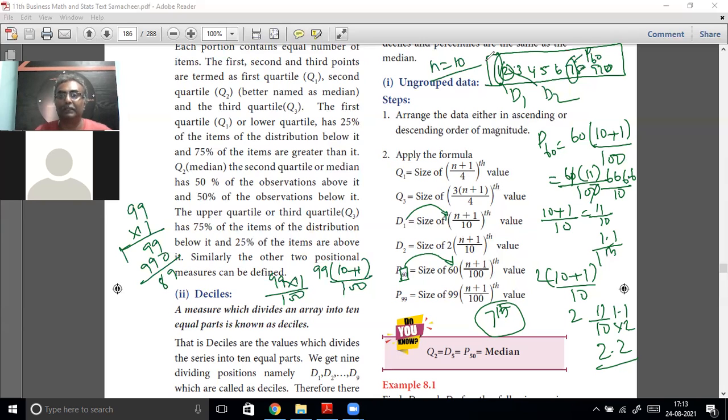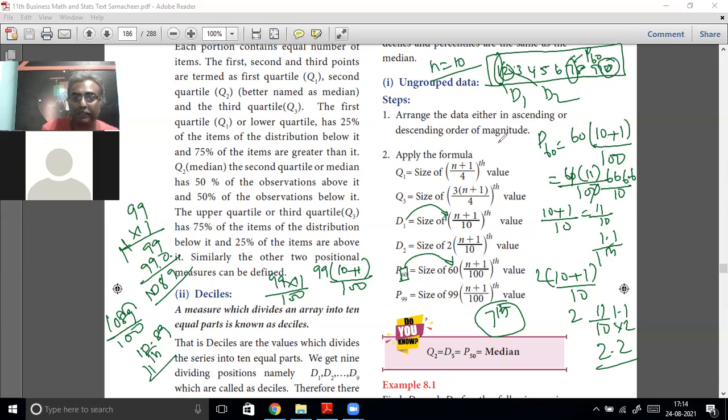Suppose 23 items were given, then n will be 23. For simplicity we took n is equal to 10. 99 into 11 gives 1089. 1089 divided by 100 is 10.89. That means the 11th item. But here there are only 10 items, so the 10th is what we can take. 99 into 11 comes.